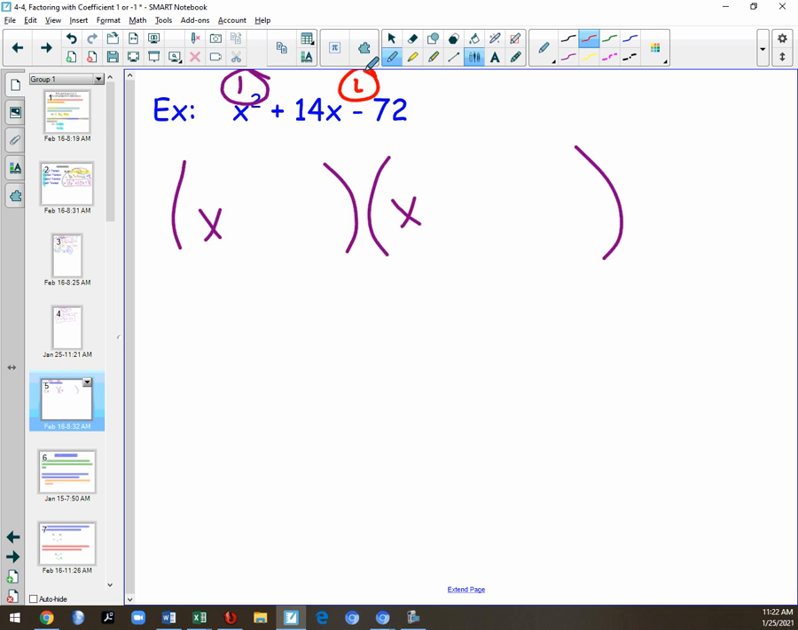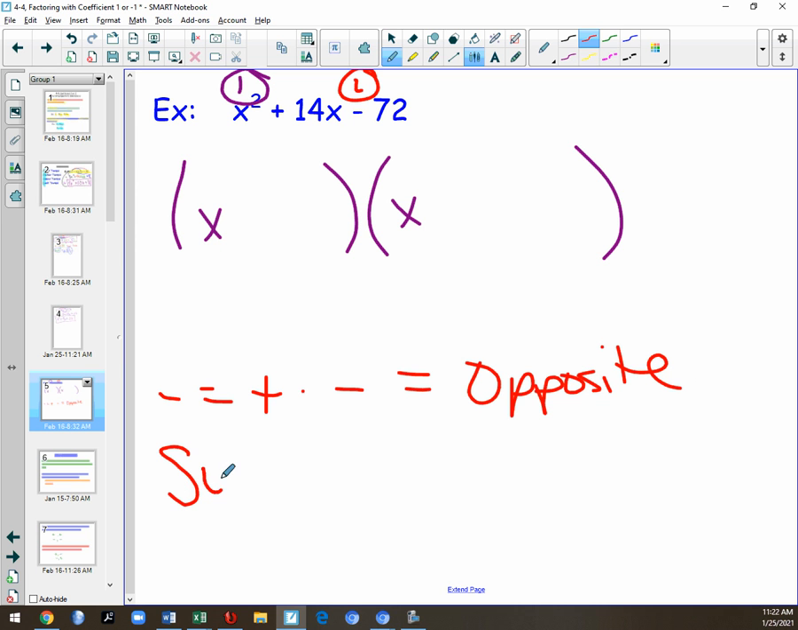Okay, the second thing I'm going to do is I'm going to look at the last term sign. The last term sign is a negative, which means how do I get a negative outcome? That means my signs have to be opposite. So if my signs are opposite, that implies that my signs are different, which means instead of adding my numbers together, I'm going to subtract my numbers. Okay? So I'm going to have a plus here, and I'm going to have a minus there.